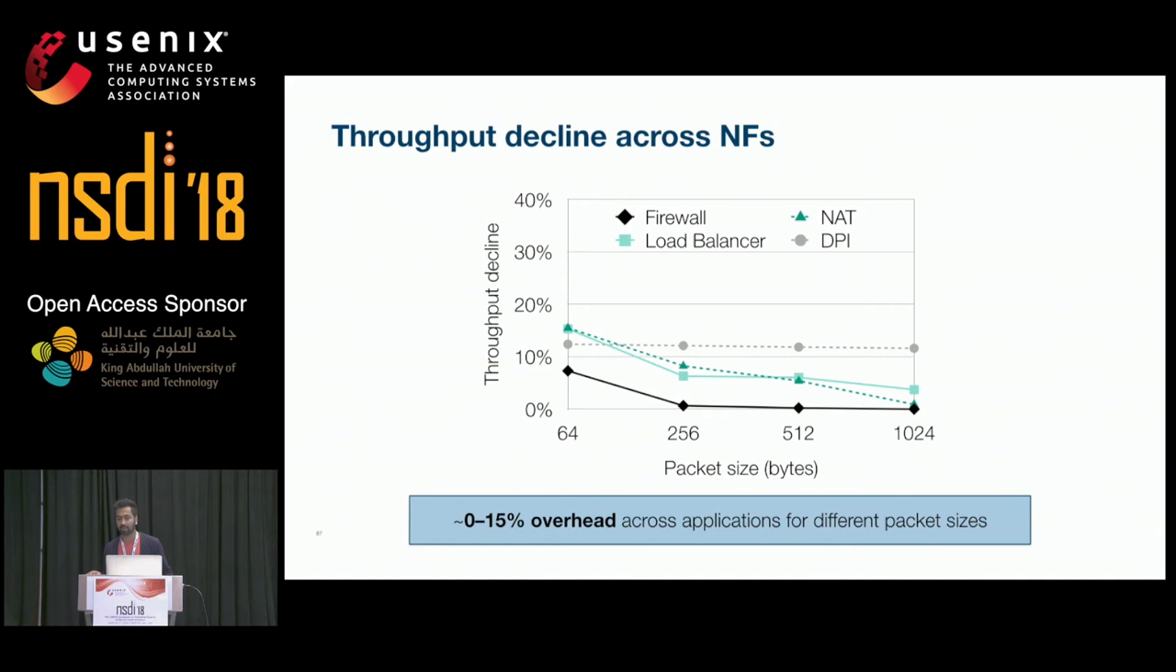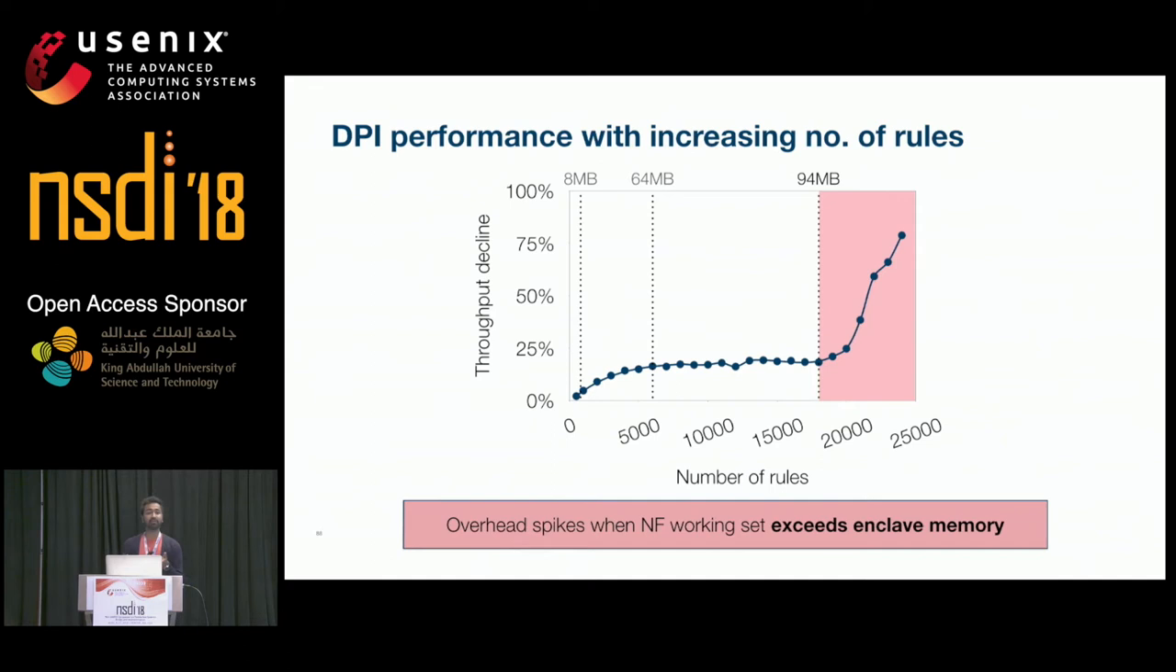This overhead is correct when NFs fit within enclave memory. So enclave memory is a scarce resource. And when the working set of the NFs exceeds enclave memory, the overhead spikes, as illustrated in this figure, which shows the performance of a DPI as the number of rules increases. Enclave memory is limited to 94 MB in existing implementations of SGX. However, this is not a fundamental limitation. Future generations of SGX machines are likely to have more enclave memory.